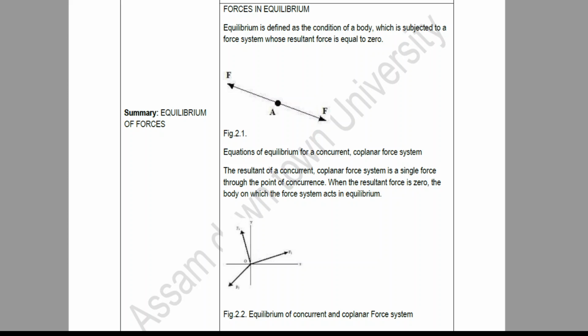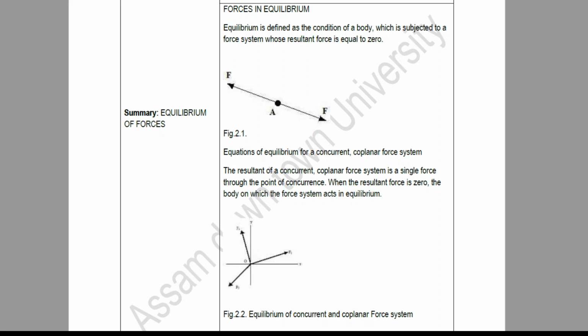Start from the same point. Now, if you see here, the resultant of a concurrent coplanar force system is a single force through the point of concurrence. When the resultant is zero, the body under the force is said to be in equilibrium.